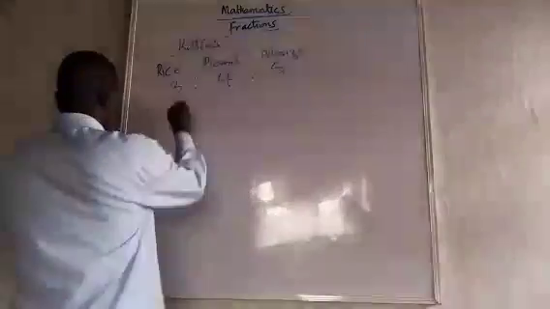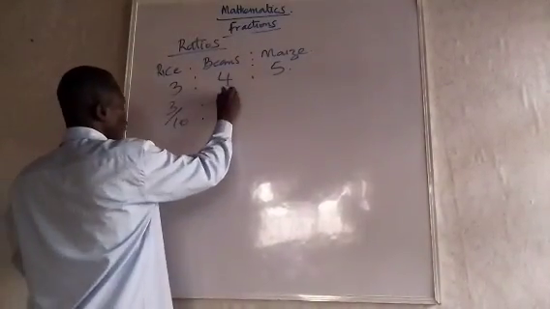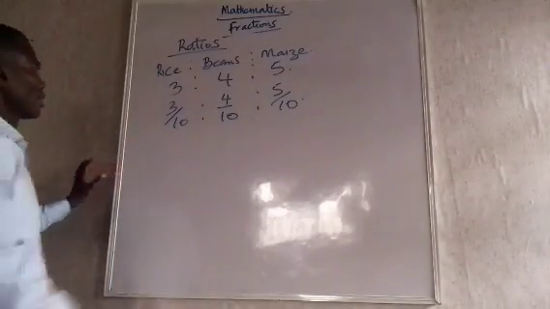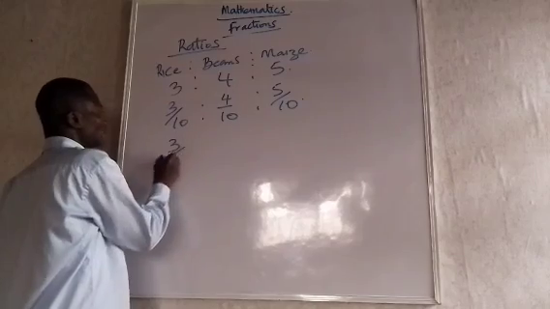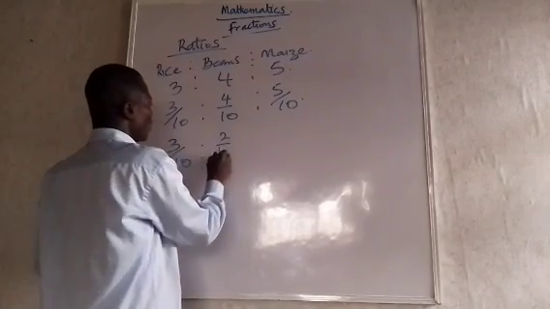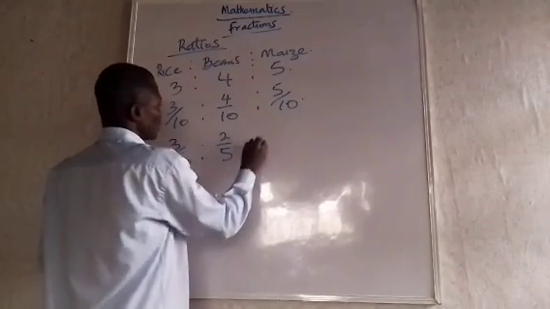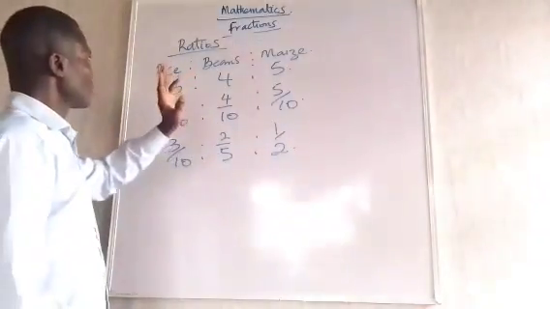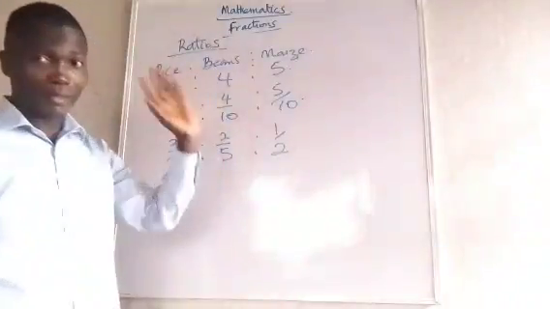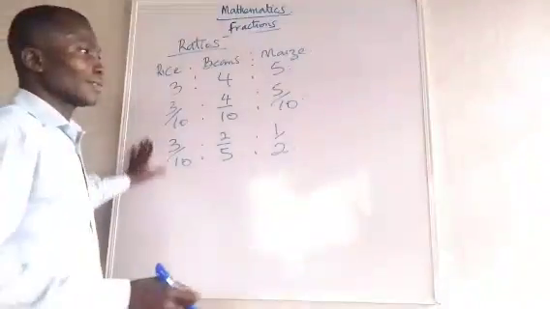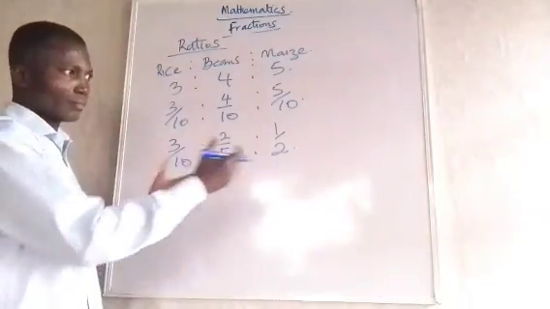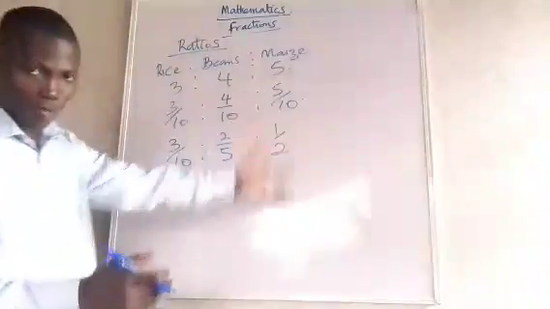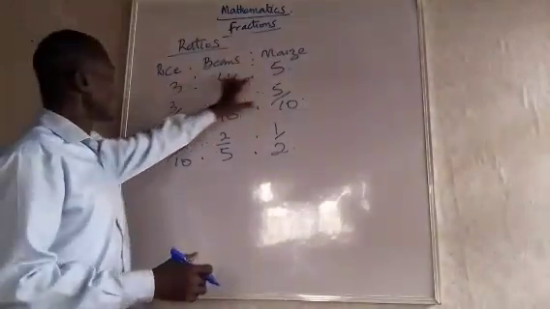So you can also have it like 3 over 10 to 4 over 10 to 5 over 10. You can see, so you can also say it is 3 over 10 to 2 over 5 to 1 over 2. So you can have it in this ratio, in this proportion. So you can see that fractions too can be used to express ratio or proportion, just like we have it at the top here.